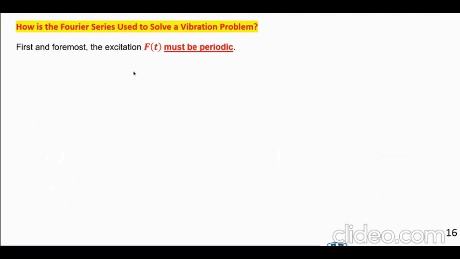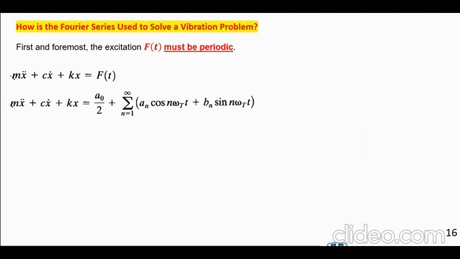Okay, so here's the situation. F of t is periodic, no problem. So the right-hand side is periodic. I can take this f of t and write it as a Fourier series. Now, if I didn't have that infinite series and just had a naught over 2, would you be able to solve this equation? The answer is yes, of course. Look, m x double dot plus c x dot plus k x equals a constant. If I know a naught, then I can get the solution to this equation.